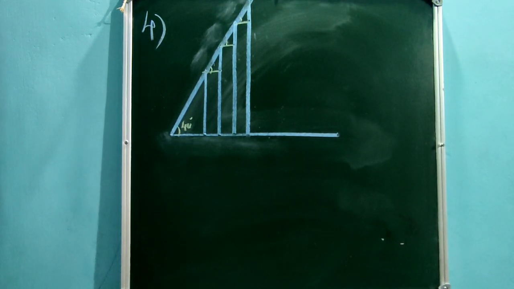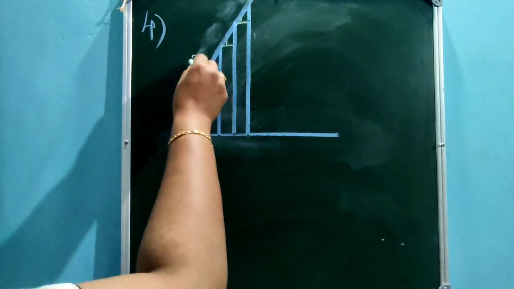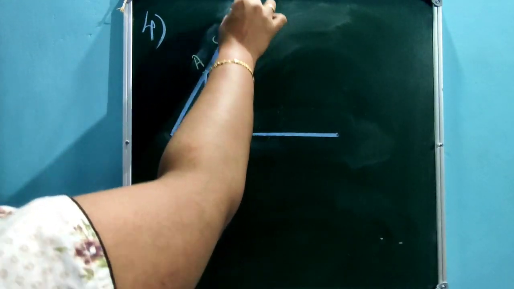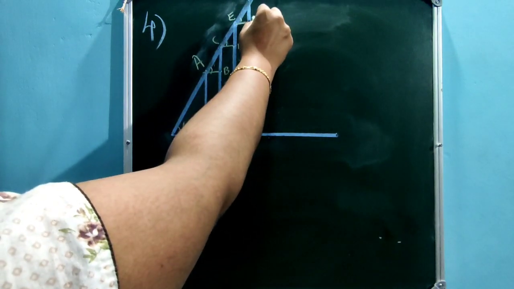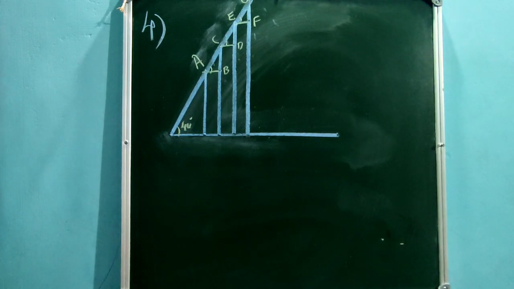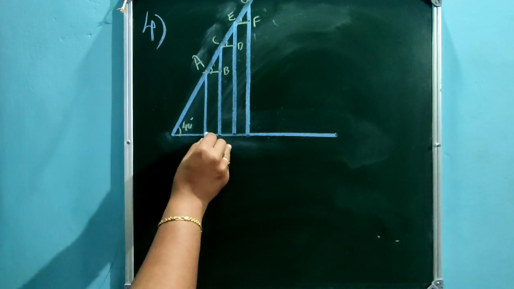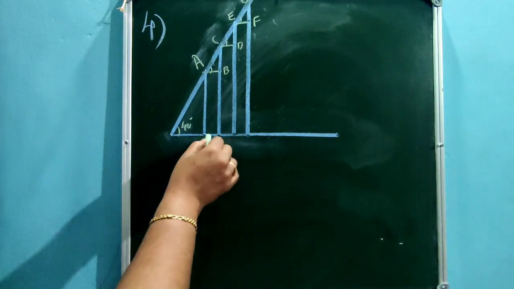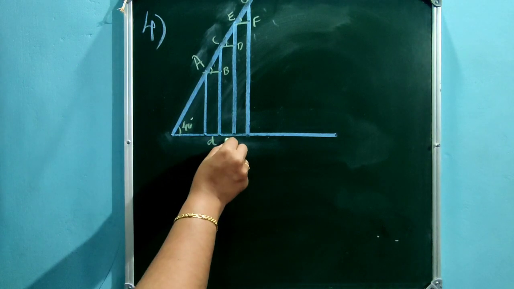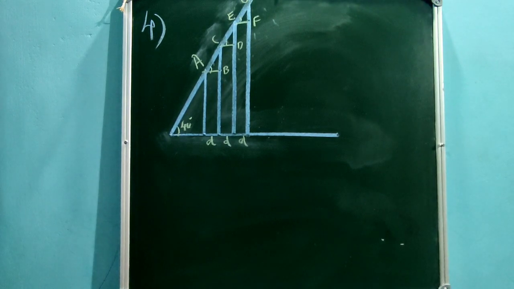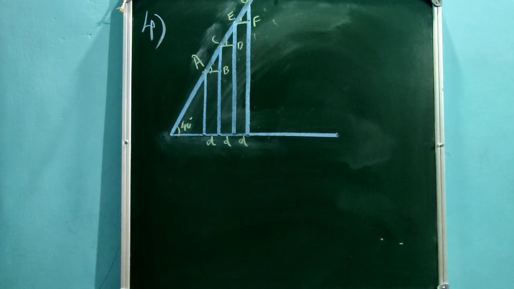Now, I am going to name these points. Let this be A and this B, this C and this one D, this E and F, G, like that. All these vertical lines are equally spaced, and we can take the distance between the lines as D.